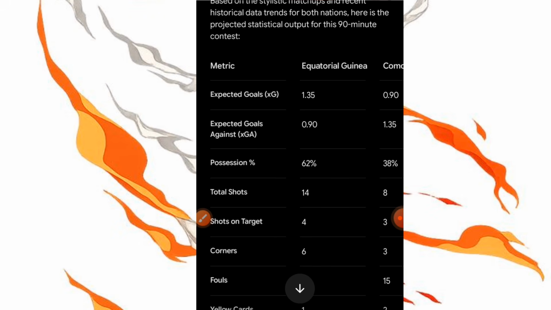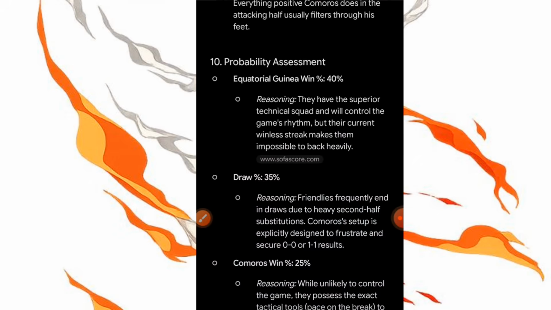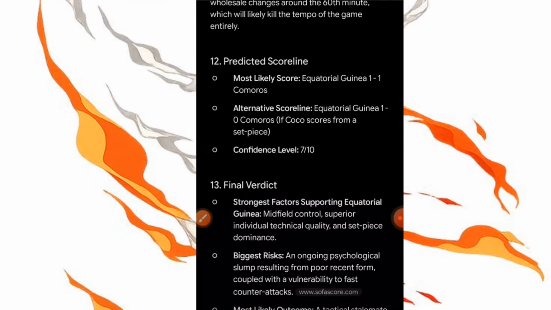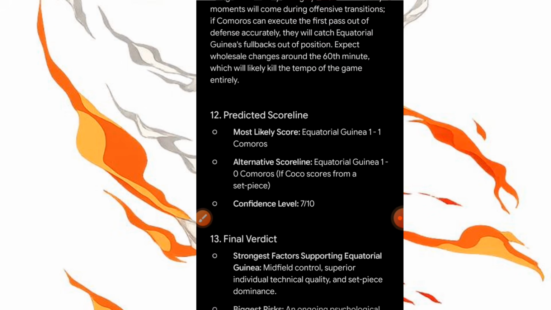But what do we use to predict our games? This match, the first one that we have on the list, we are going to use the predicted score line. So for the match between Equatorial Guinea against Comoros, you can see that the most likely score for this match is 1-1, and the alternative score line is 1-0. That is for the home team to win.